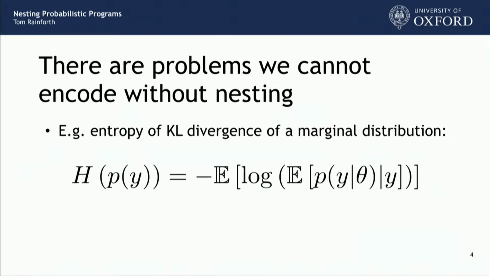One of the things it's going to allow us to do is to work with things like entropies and KL divergences of marginal distributions. So if you have the entropy of a marginal distribution, that's the expectation of the log of an expectation of the likelihood, and so you have this nested expectation behavior. So for these kind of nested expectations, you can't convey them in a normal expectation, so you can't convey them in a Bayesian model, and so you can't do them in a single probabilistic program.